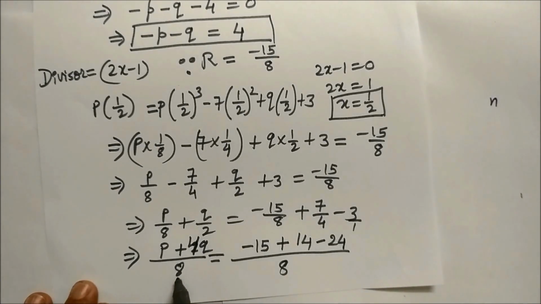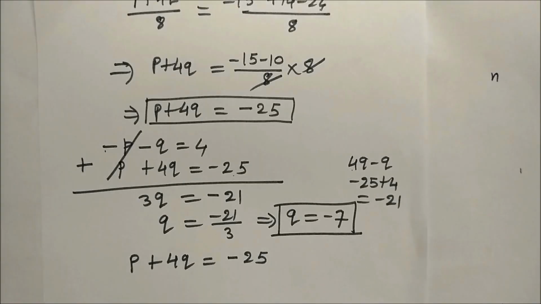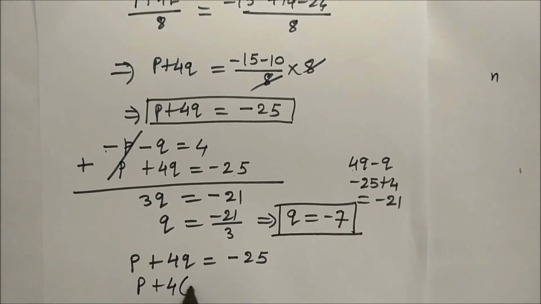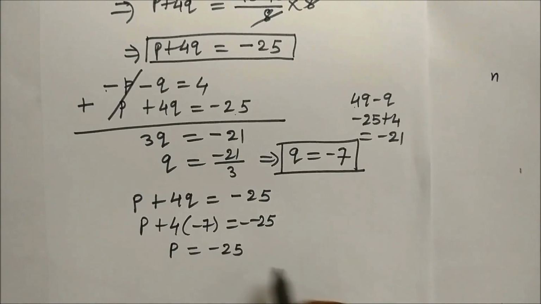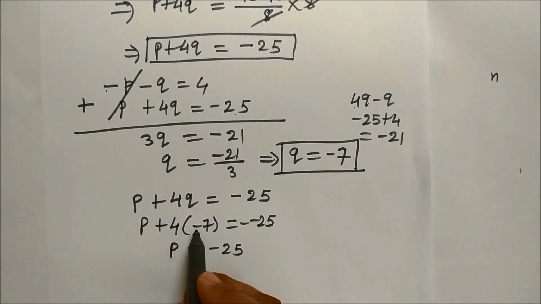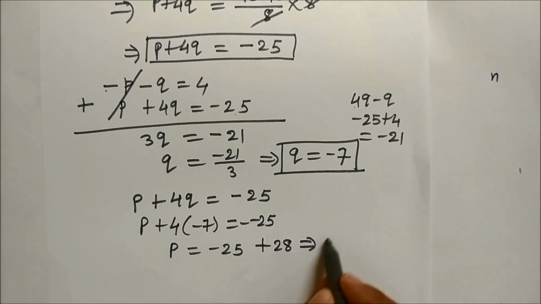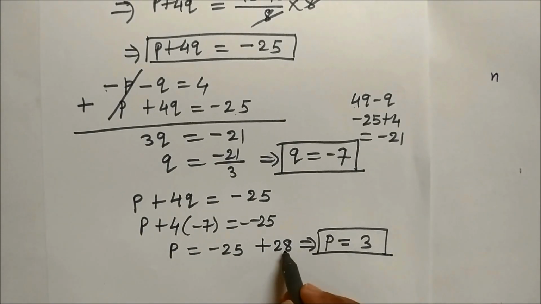Now here we have 8 here and here. So this 8 we will shift on the right hand side. Q is equal to minus 7, we will replace in this equation. So we have P plus 4 in bracket minus 7 is equal to minus 25. Therefore P is equal to minus 25. 7 4s are 28, minus 28 when we write on right hand side, so it becomes plus 28. This implies P is equal to 3 because 28 minus 25 is equal to 3.